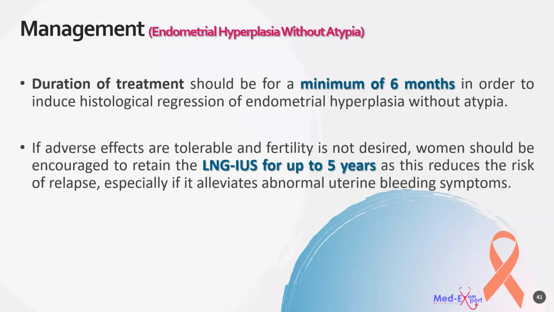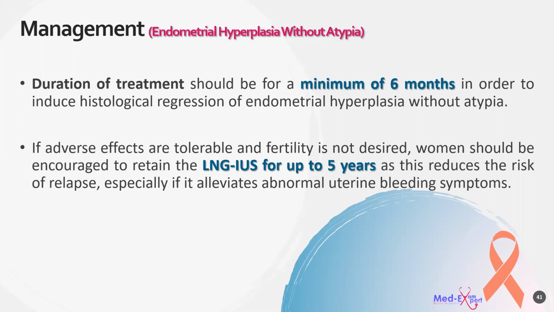The duration of treatment should be a minimum of 6 months in order to induce histological regression. And if the patient is compliant, she can tolerate the levonorgestrel IUS and fertility is not desired, she should retain the Mirena for up to 5 years to reduce the risk of relapse.